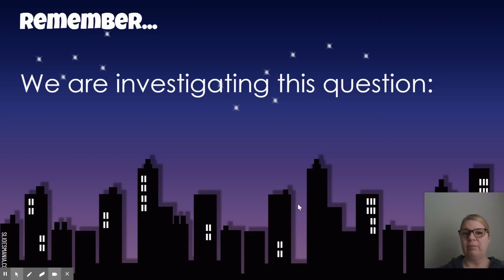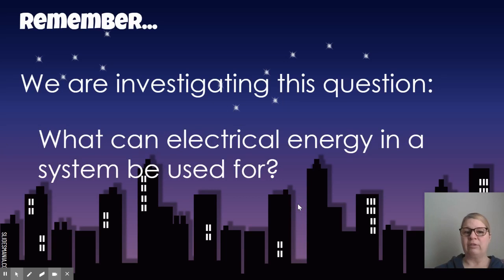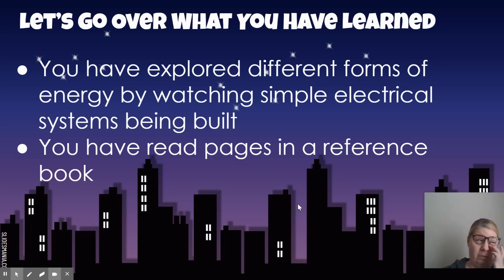So remember, this is the question we're going to answer today. What can electrical energy in a system be used for? Let's go over what we've learned because we're going to need it to answer this question. So far, you have watched someone put together some simple electrical systems. So the little fan, the buzzer, the light, and that little LED. And with our solar and the sun, we watched those being put together. And then last week, we read some pages in a reference book about different forms of energy.